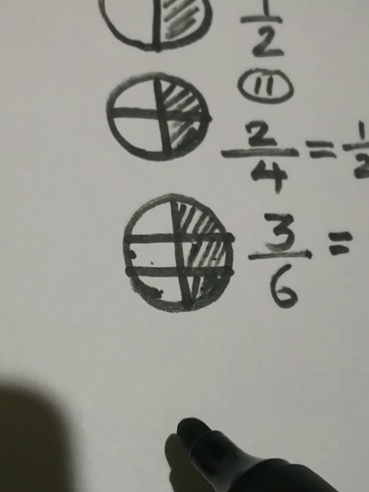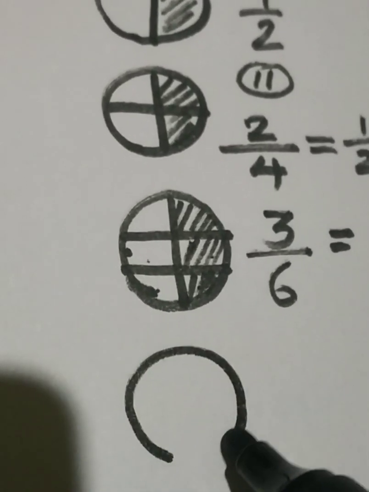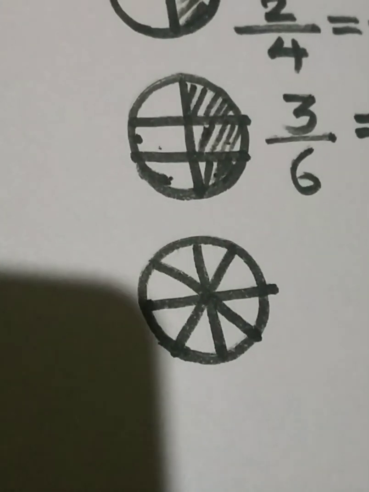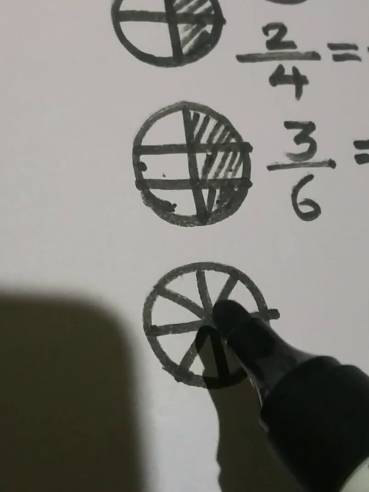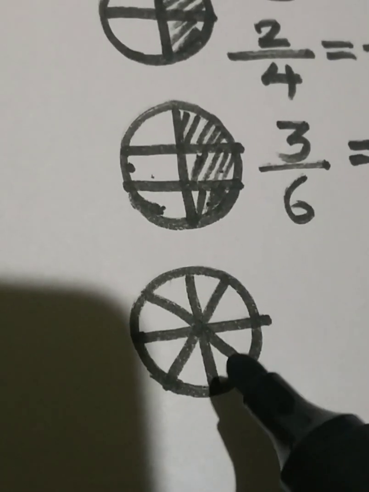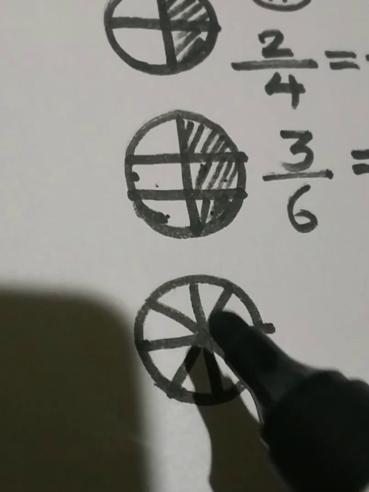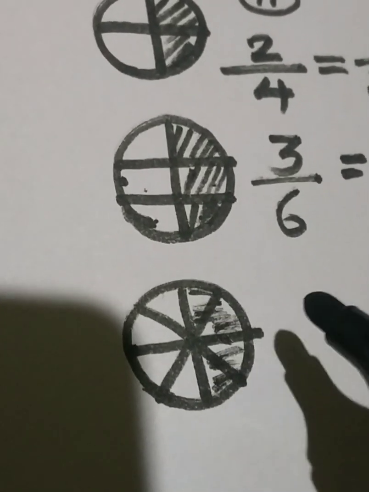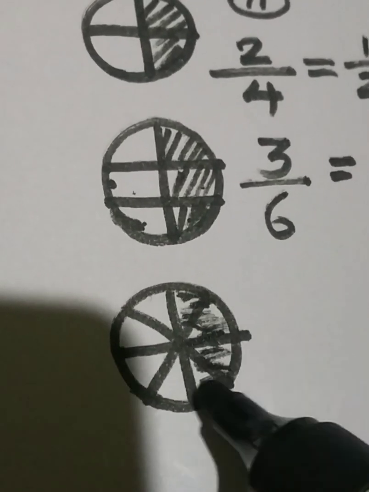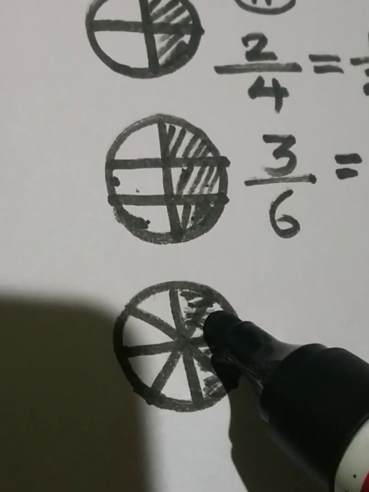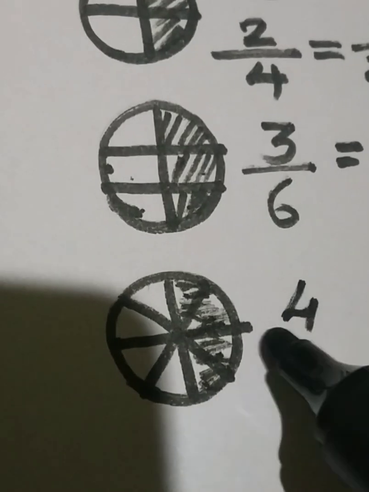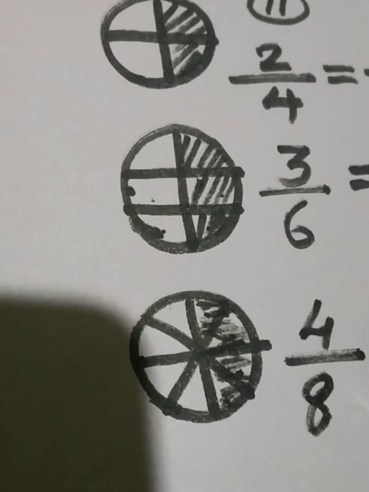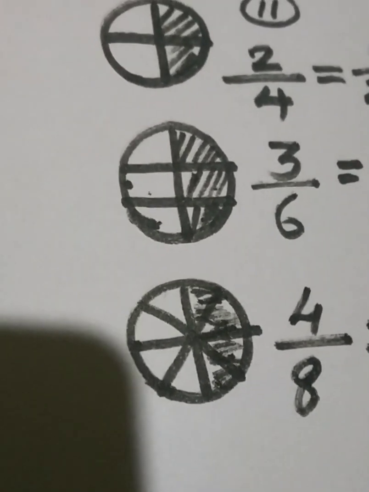Again, here 8 pieces are there: 1, 2, 3, 4, 5, 6, 7, 8. I have to get half of this cake itself, so I want to shade 4 pieces: 1, 2, 3, 4. So 4 on 8. How many pieces were there in total? 8 pieces were there. This is also equal to half.